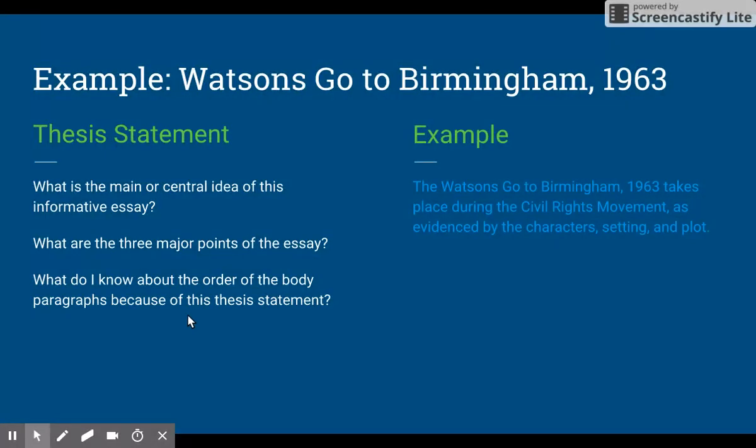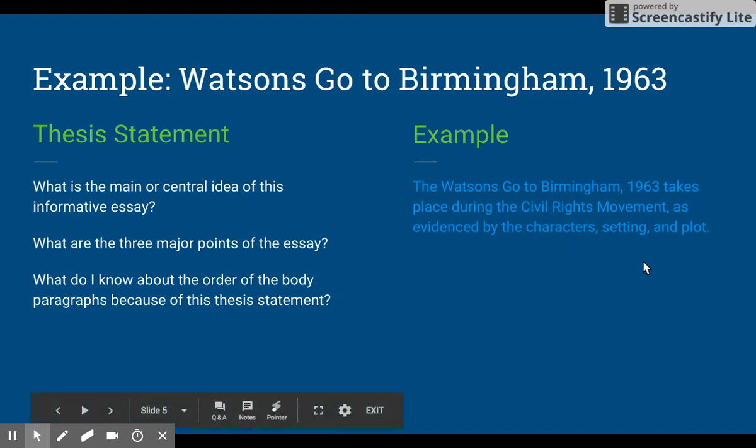And finally, this last question. What do I know about the order of the body paragraphs because of this thesis statement? Well, I know for sure body paragraph 1 will be about characters, body paragraph 2 will be about setting, and body paragraph 3 will be about plot, because these three, being in this particular order, also predicts the order of the body paragraphs.